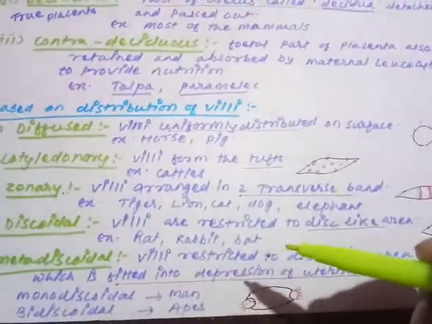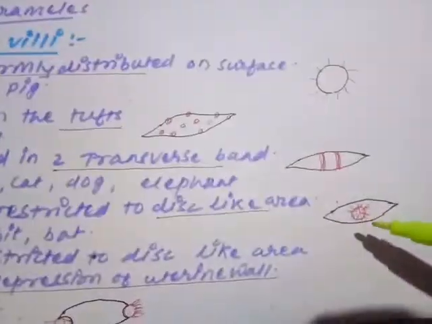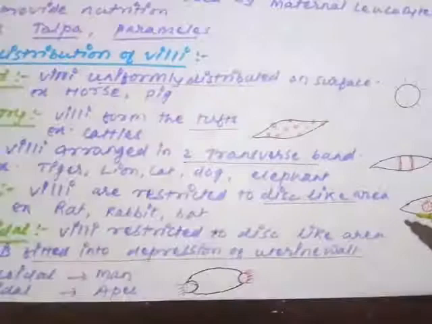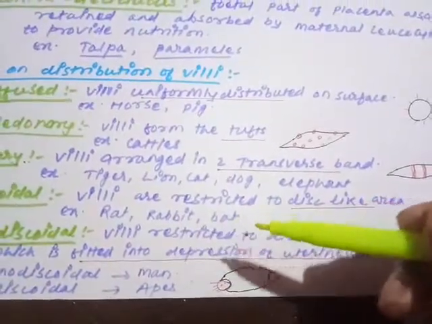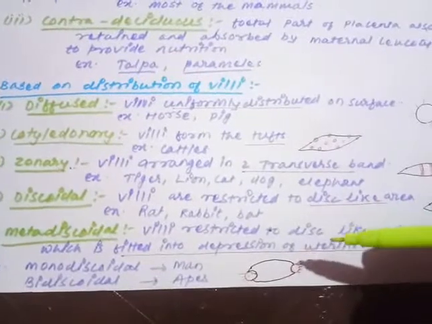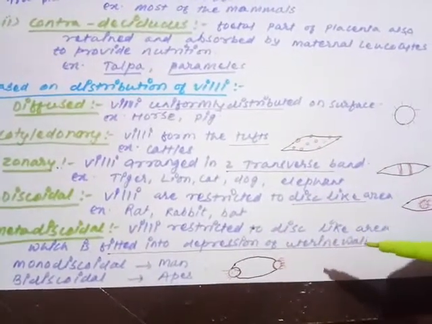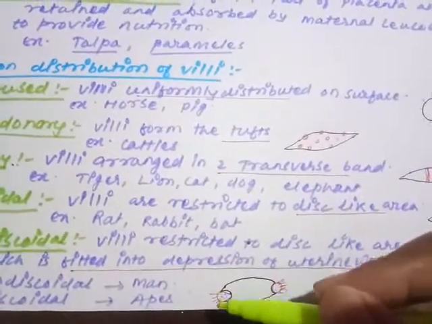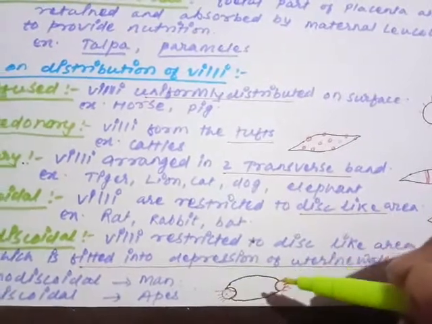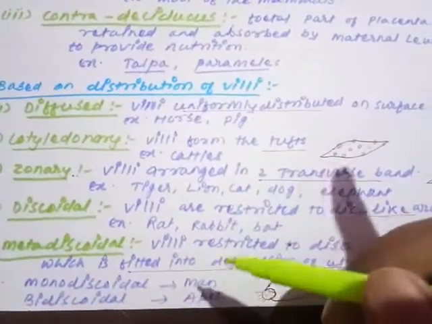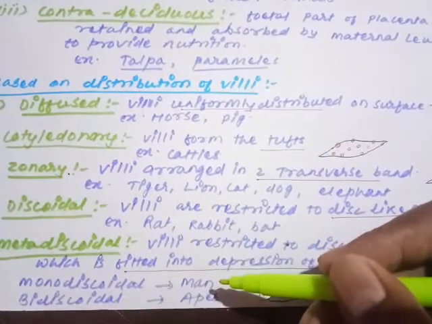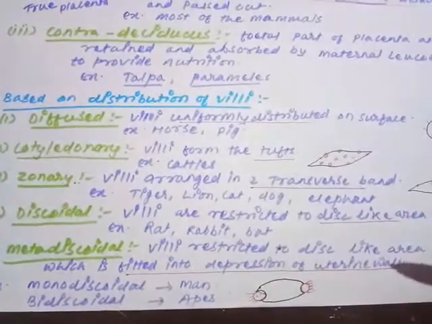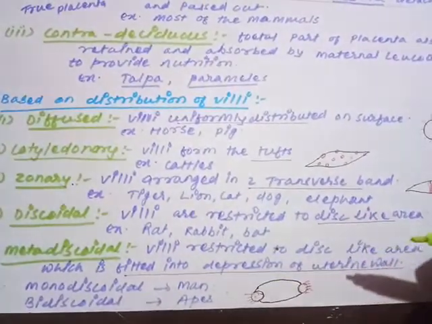Discoidal: villi are restricted to a disc-like area. Here a disc-like area is situated, and all the villi are confined to this area only. That is why it is called discoidal placenta. Example: rat, rabbit, bat. Metadiscoidal means what? Villi are restricted to a disc-like area which is fitted into the depression of the uterine wall. Here the uterine wall makes a depression and all the villi are fitted there. And this can be of two types: monodiscoidal, if only one disc is formed, which is present in man, and bidiscoidal, present in apes. So metadiscoidal: villi are restricted to a disc-like area fitted into the depression of the uterine wall.